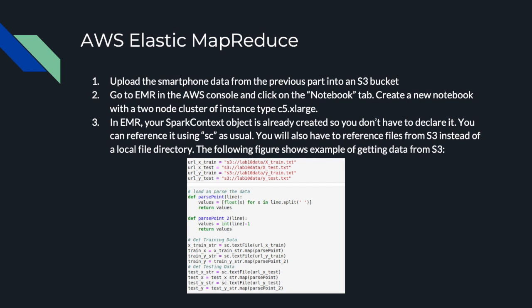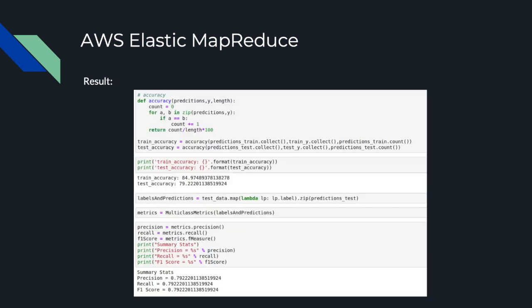In EMR, our Spark context object is already created, so we don't have to declare it. We can reference it using sc. We have to reference files from S3 instead of a local file directory. We can see here the data that's in the S3 URL. And the following figure shows an example of getting data from S3. Here's the result.